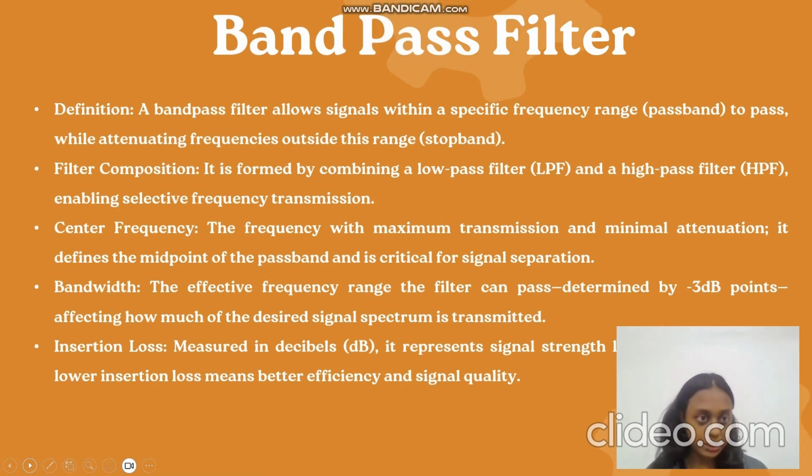Secondly is the band-pass filter. A band-pass filter only allows signal with a specific frequency range to pass and blocks those outside this range. It combines a low-pass and high-pass filter. The center frequency is where signal transmission is strongest, and the bandwidth defines the range of frequency that can pass. Insertion loss is also crucial as it impacts signal quality. Band-pass filters are essential in applications like radio receivers where only a narrow frequency band is needed.